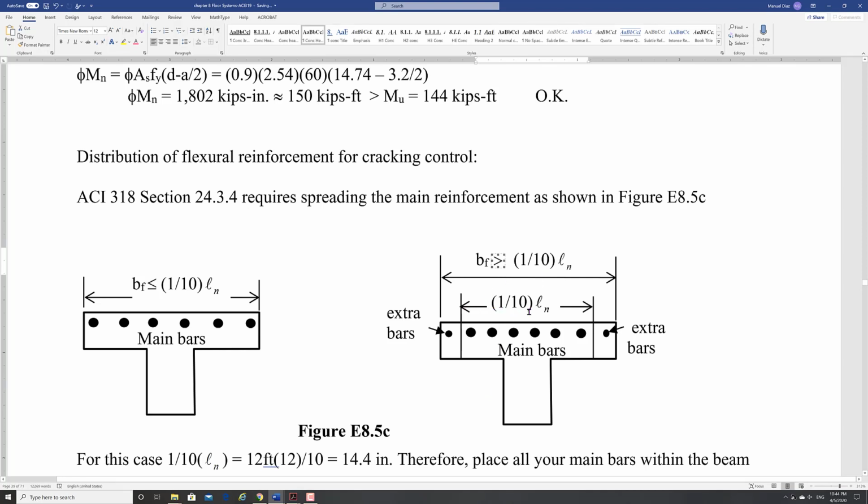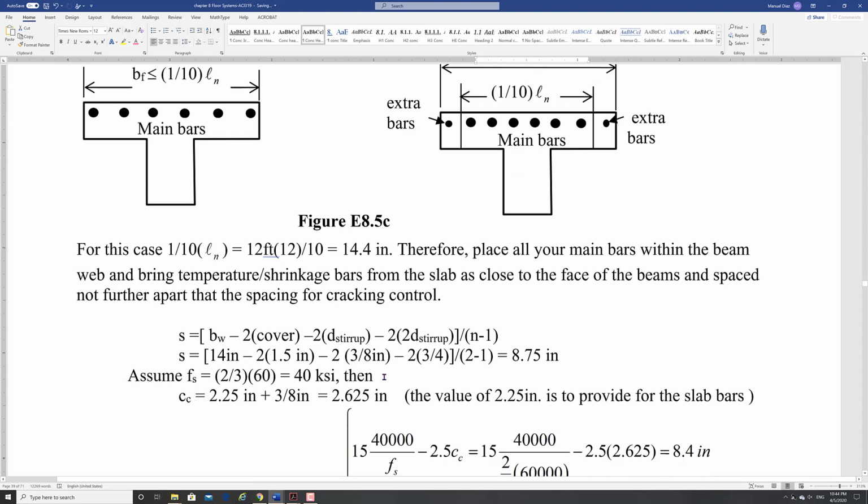Then you will use only 1/10 of L sub n. Okay? So really, if they are equal exactly 1/10, you get the same thing. All right. So for this case, 1/10 of L sub n will be 12 feet, 22 inches, divided by 10, 14.4. Okay. Our width is 14, so we're good. I mean, 14.4, 14, we're pretty good, right?